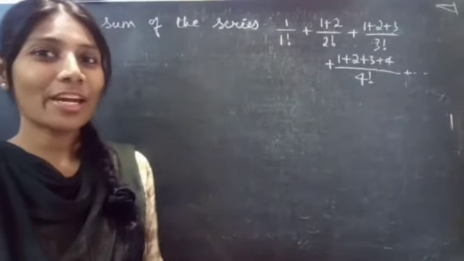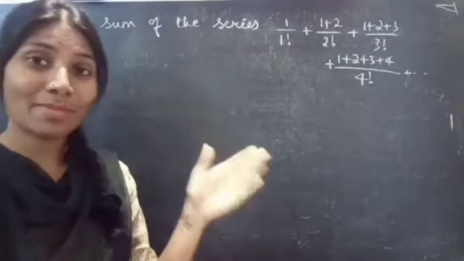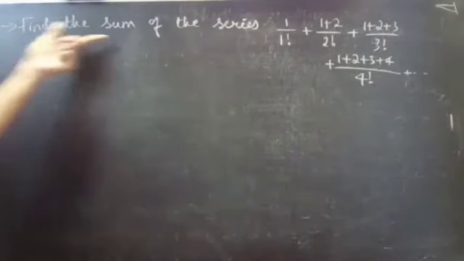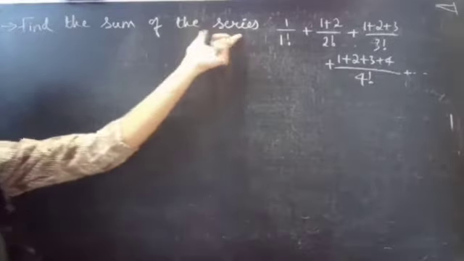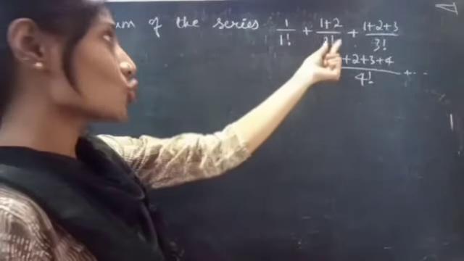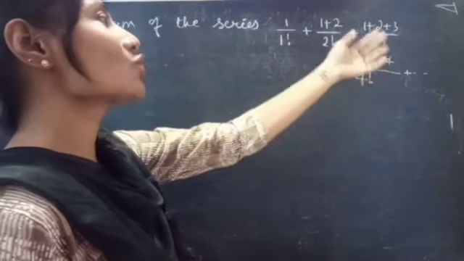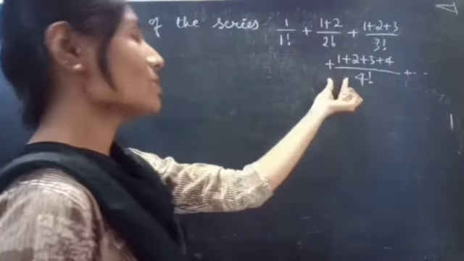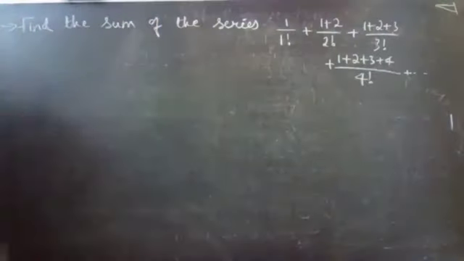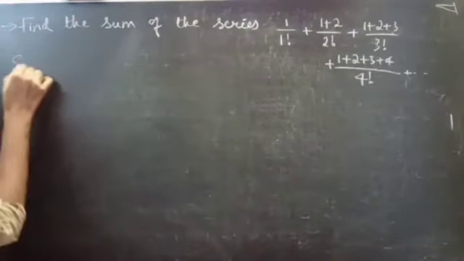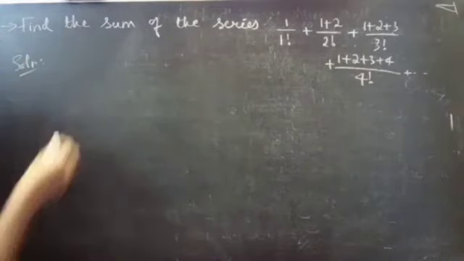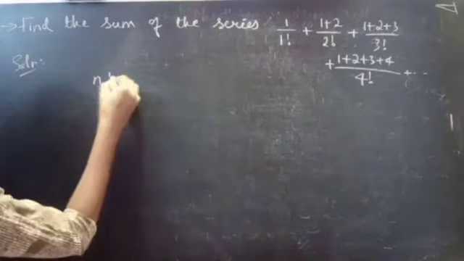So in this video we are going to see a problem from exponential series. Problem: find the sum of the series 1 by 1 factorial plus 1 plus 2 by 2 factorial plus 1 plus 2 plus 3 by 3 factorial plus 1 plus 2 plus 3 plus 4 by 4 factorial plus so on. Solution. Before going to the problem, let's see what is n factorial.